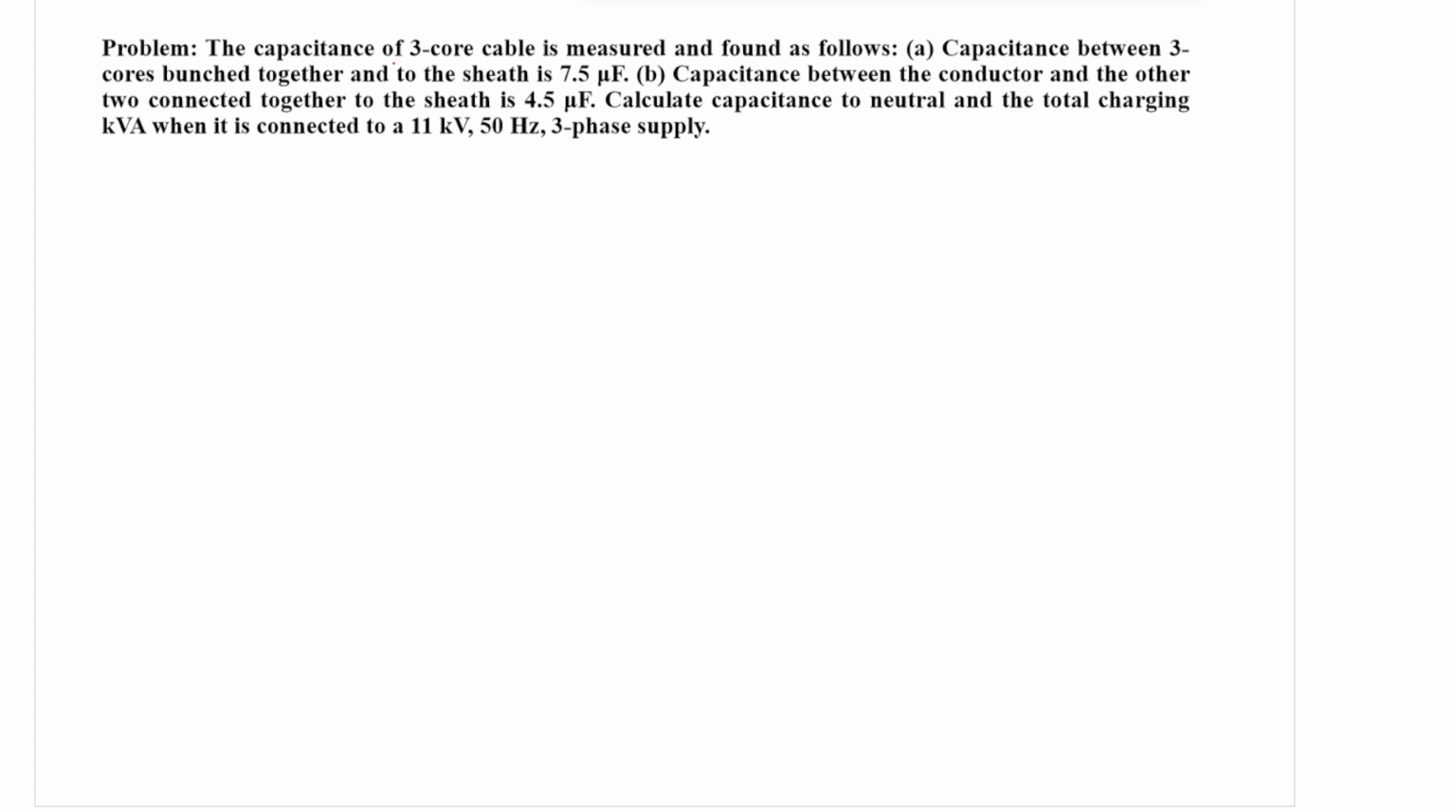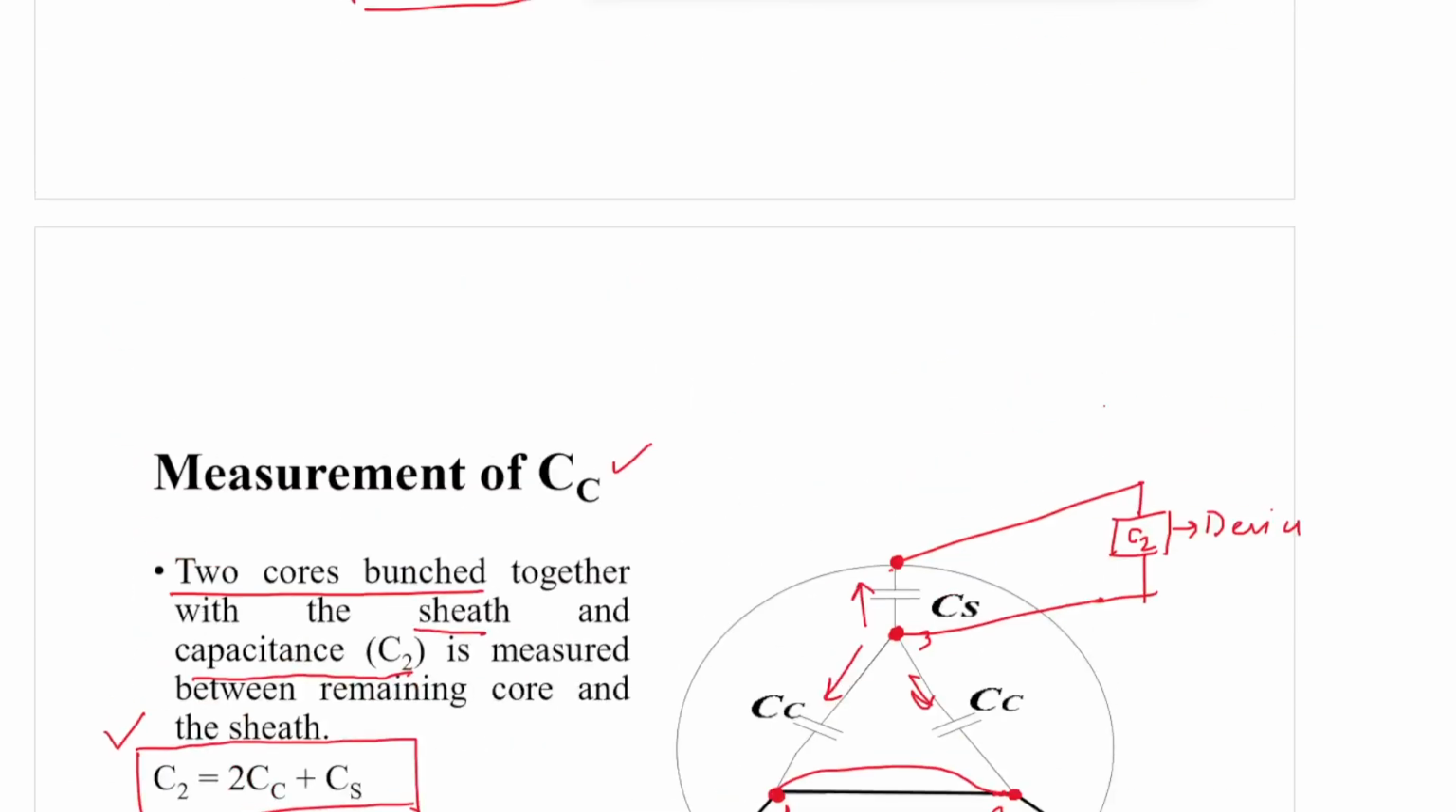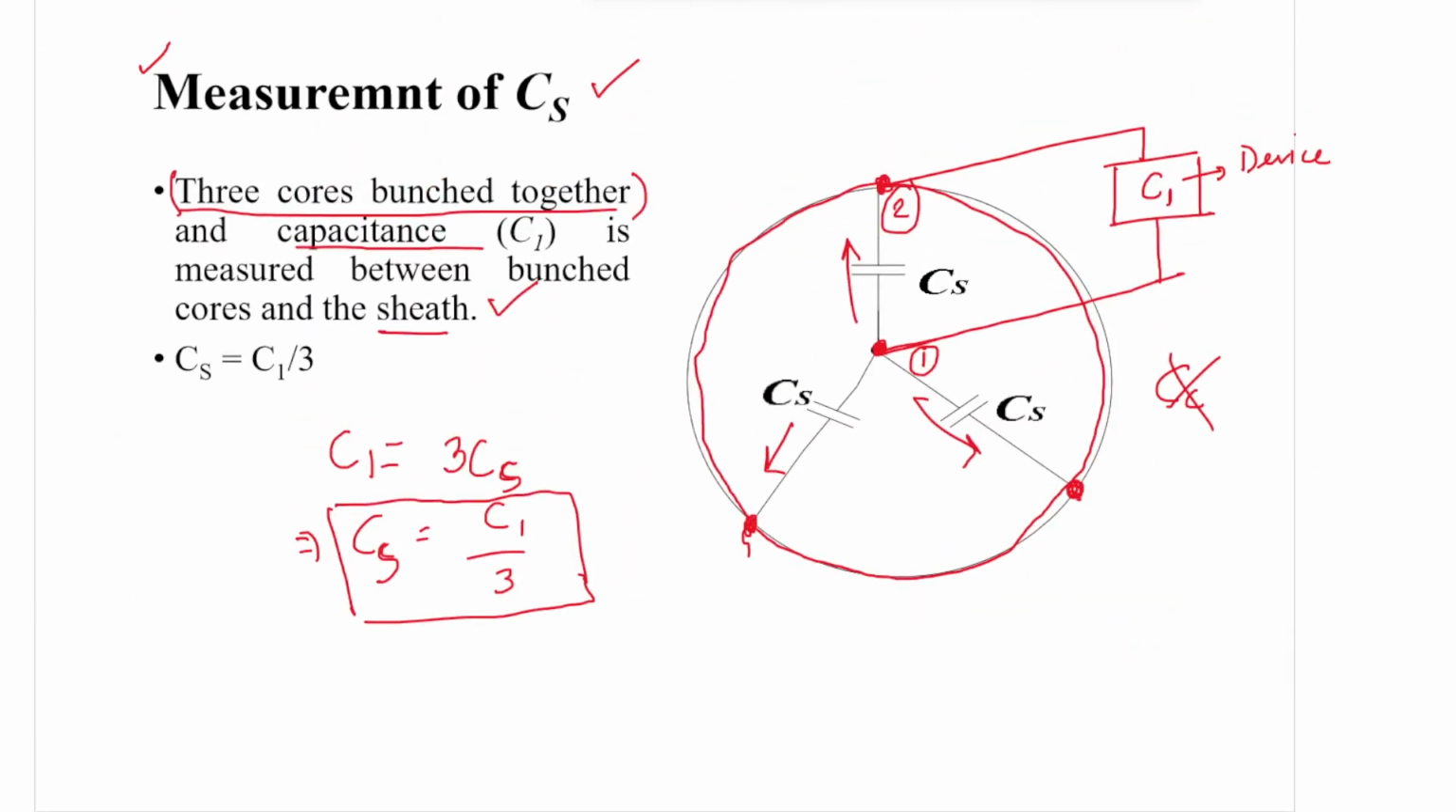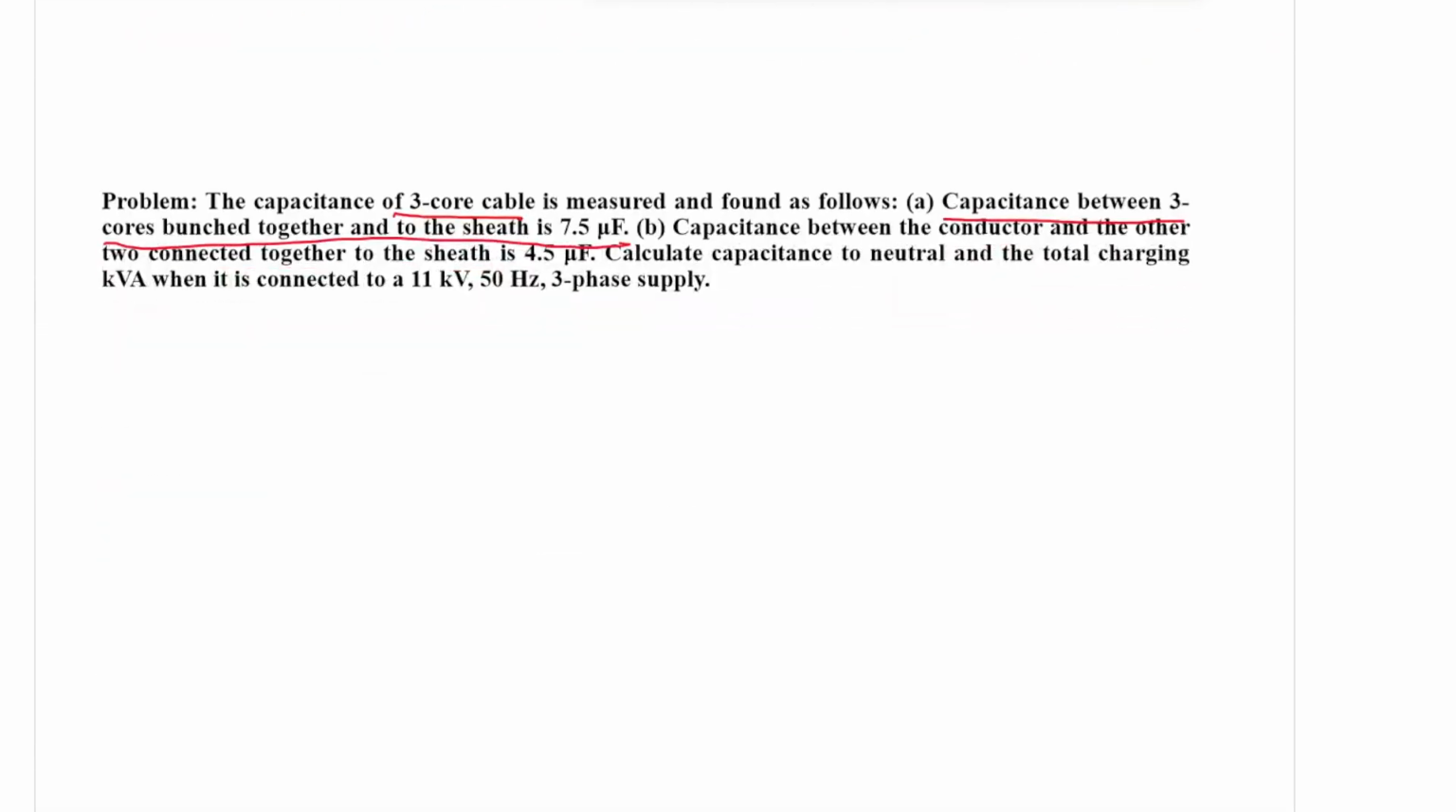Now we have a 3-core cable, measured as found. You see the statement: capacitance between the 3 cores bunched together and the sheath is 7.5 microfarad. So this is C1, it is measuring C1 equals 7.5 microfarad. From there you can straight write CS is equal to C1 by 3, that means 2.5 microfarad.